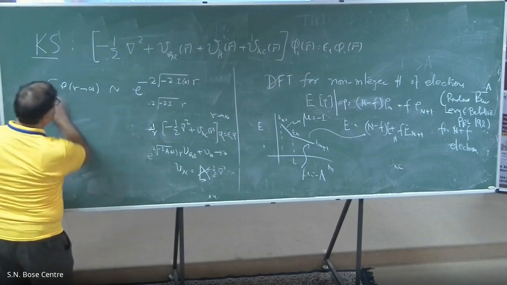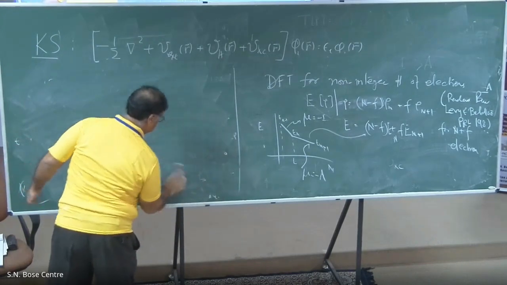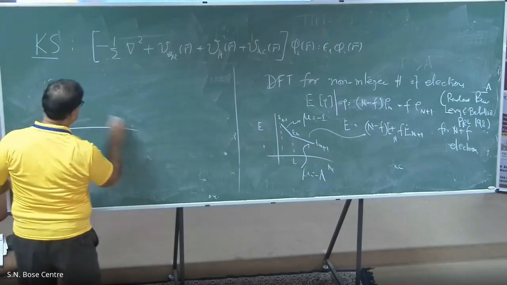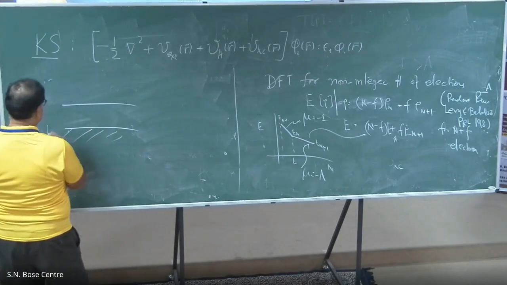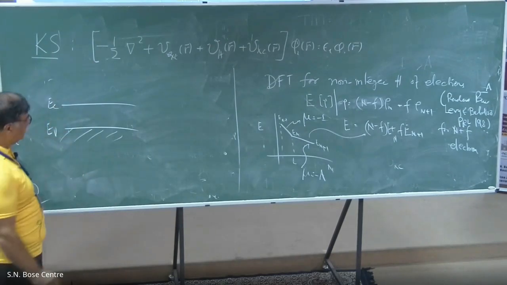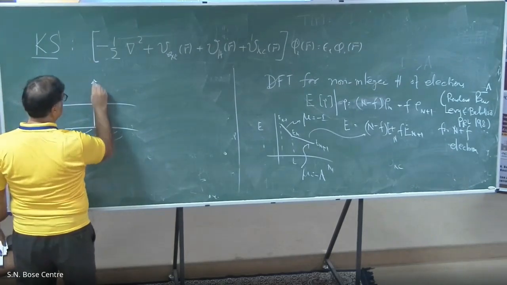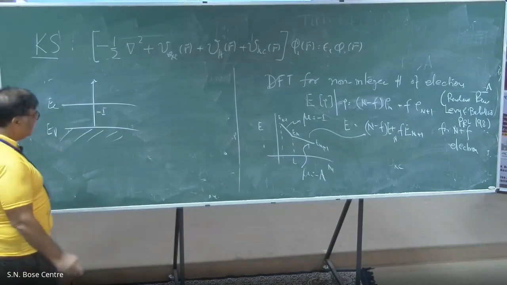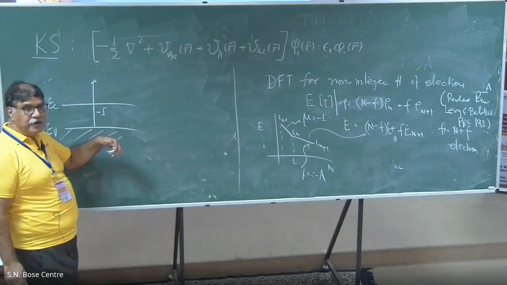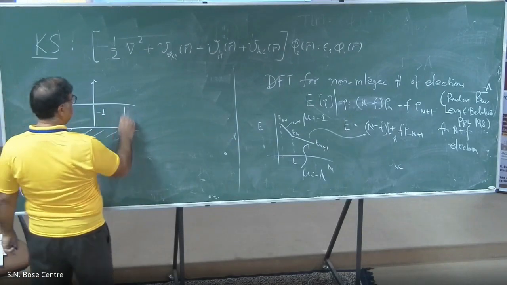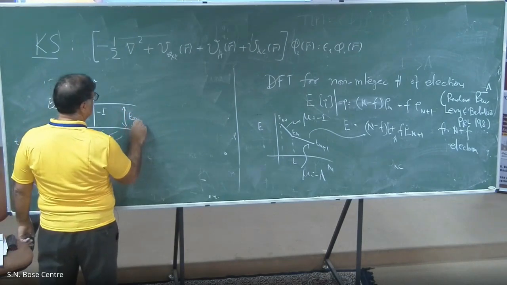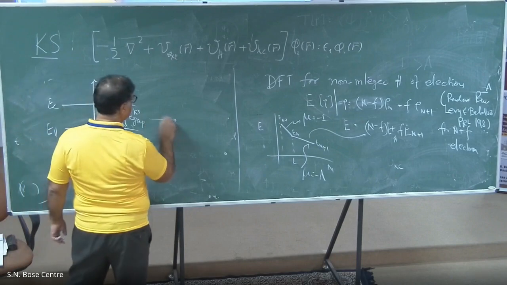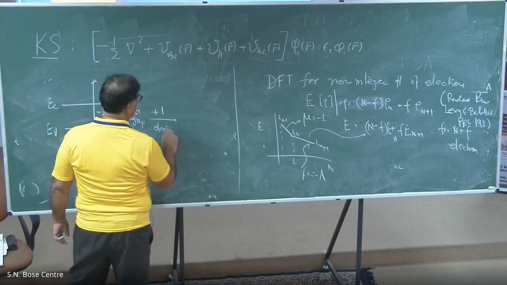For example, if you take the band gap problem, even if you're doing it exactly, I have the EV, EC, and this is minus I. When you do the band gap problem, what do you want to calculate? You want to add one electron and find out how much is the energy difference. Usually, this is what you call E gap. If I add one more electron, what happens?